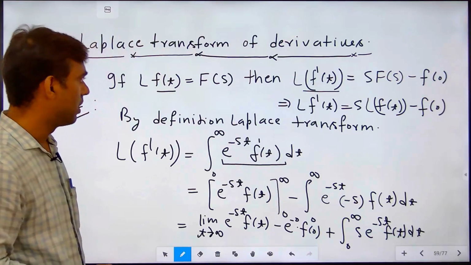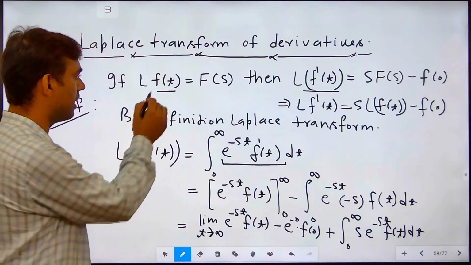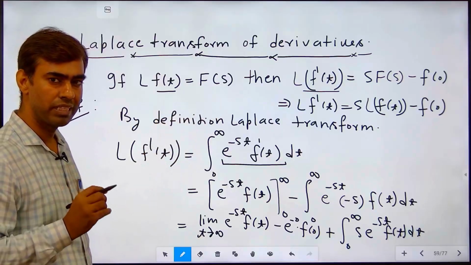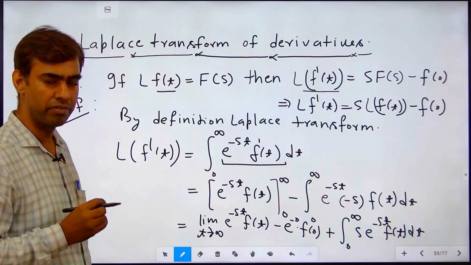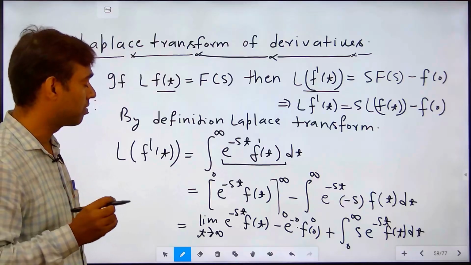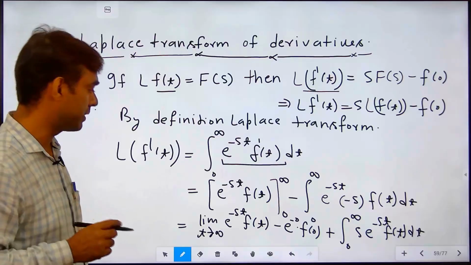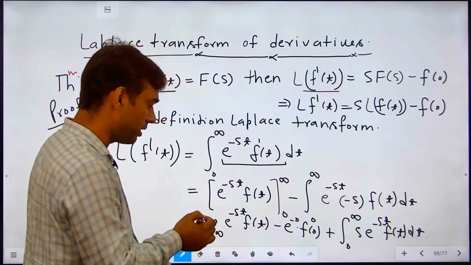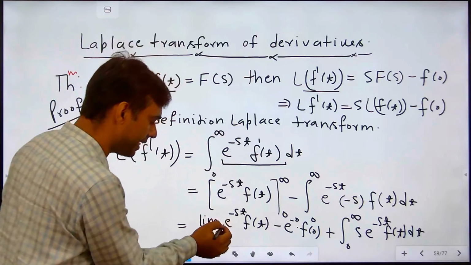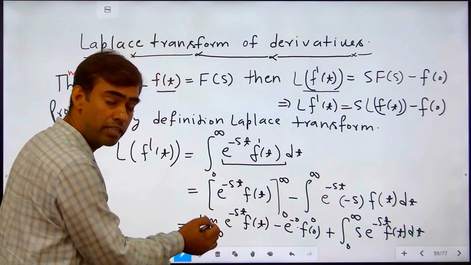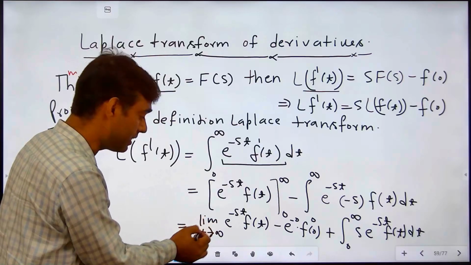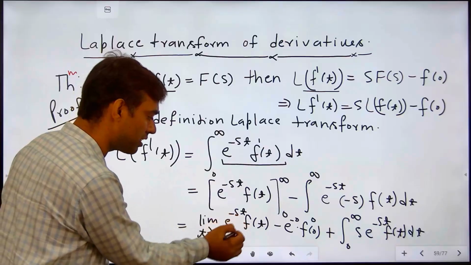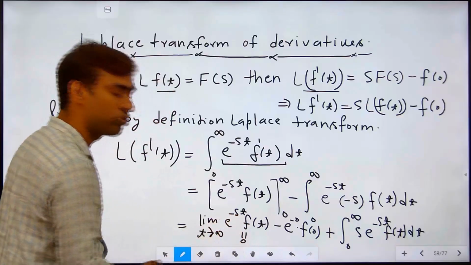Now, as we said earlier, f(t) and f'(t) both are from the category of class A function. So if f(t) is from class A, then it must have an exponential order as t tends to infinity, then limit t tends to infinity of e to the power minus st f(t) equals 0.